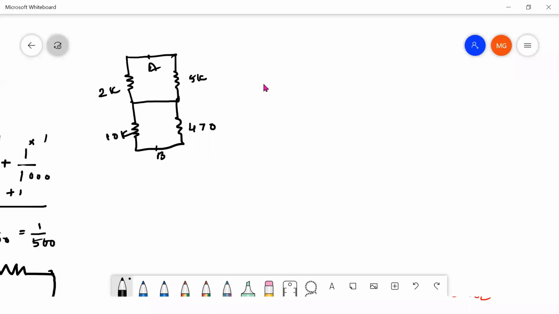I can also write this as follows: I keep A as it is, B as it is. I should not do any disturbance to the nodes A and B. So between 2K and 5K, I write in this fashion.